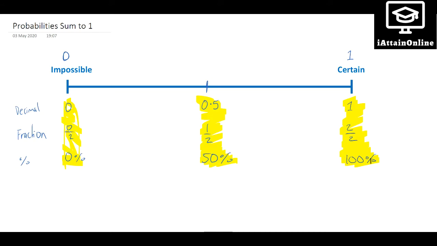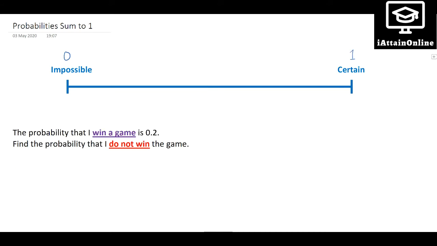We need to bear that in mind, because what we're going to be doing now is looking at a question like this. So before we come on to those questions with tables, you could be given just a simple question like this and be told that the probability that I win a game is 0.2 and asked to find the probability that I do not win a game. Now there are two options here. If I do not win the game, I could lose it, I could draw it if those are options. However, in both of those cases I still do not win the game.